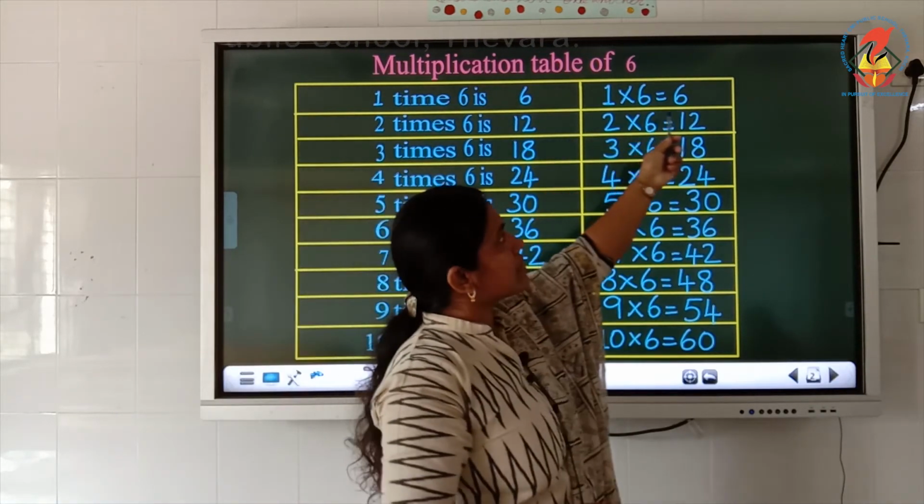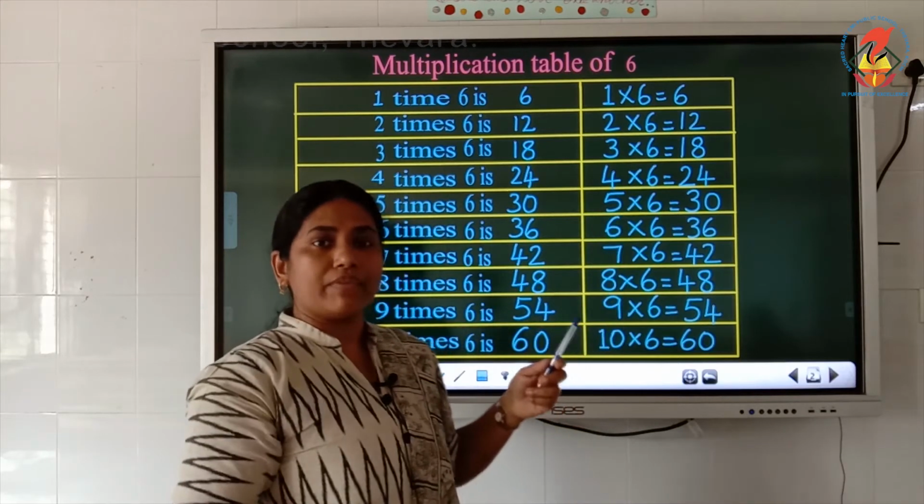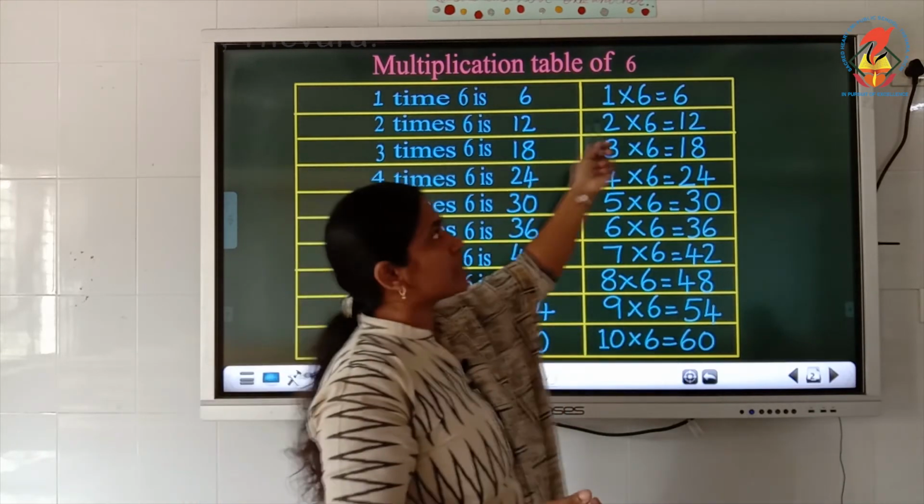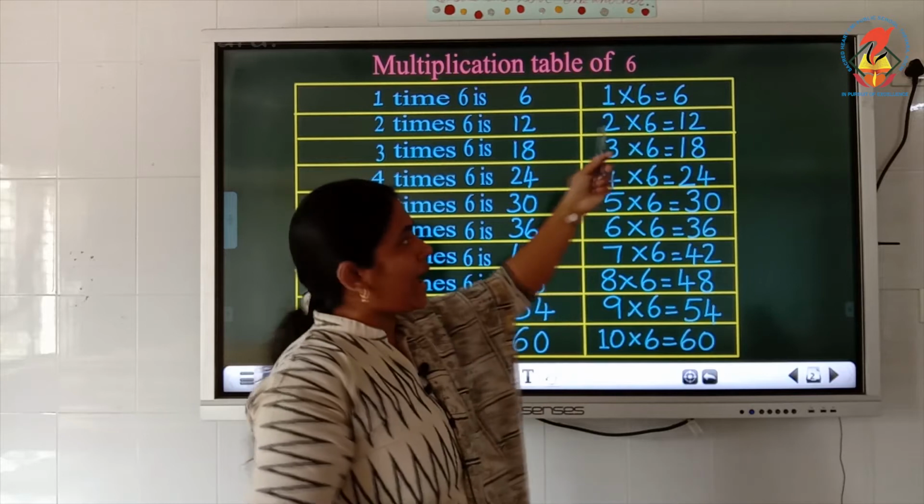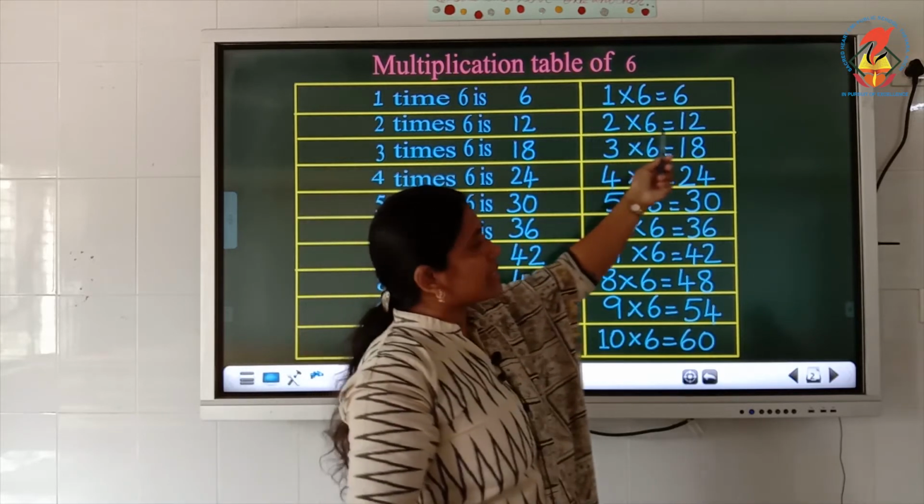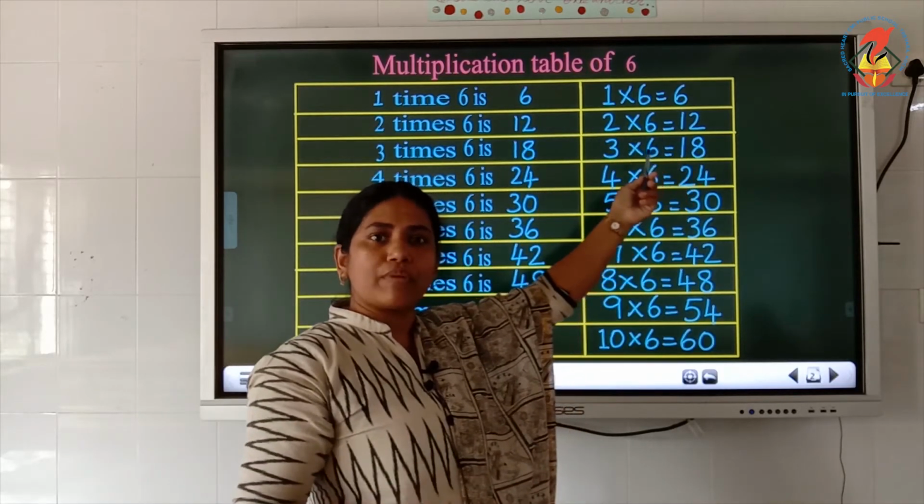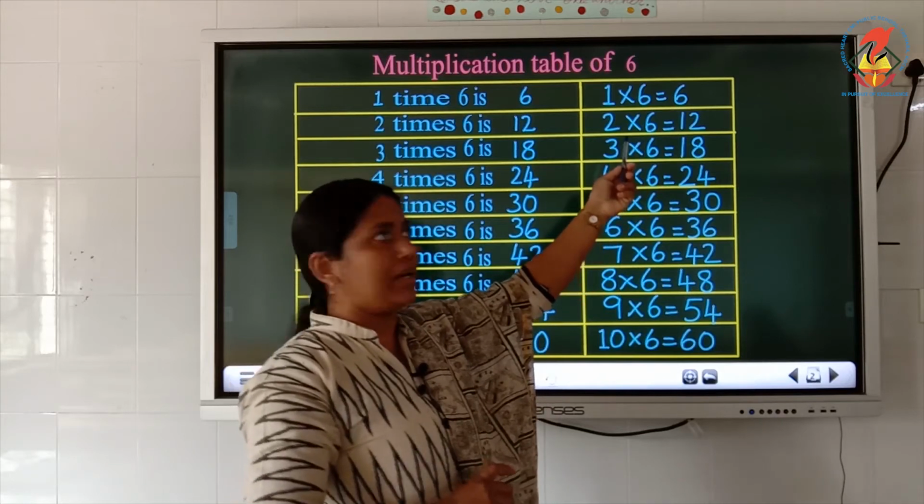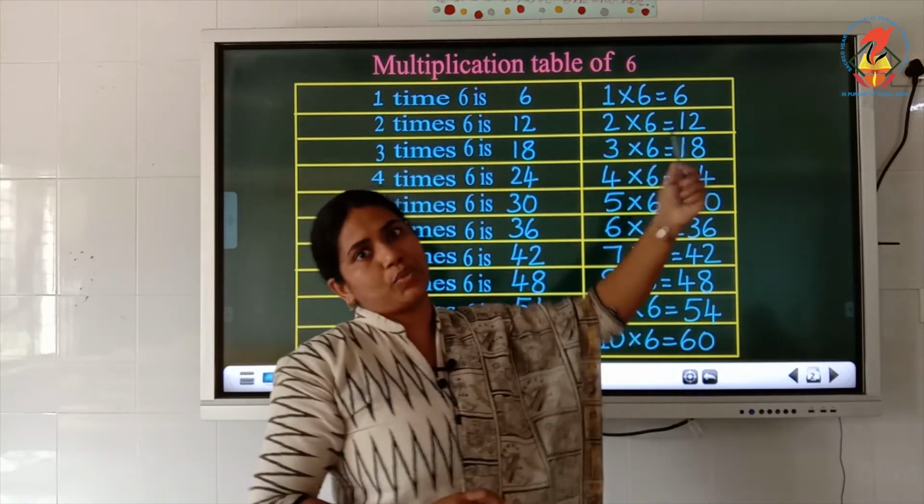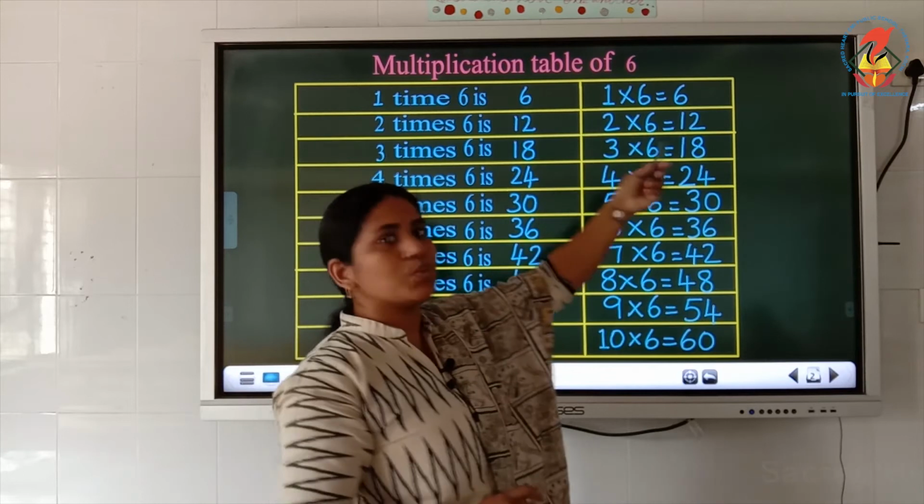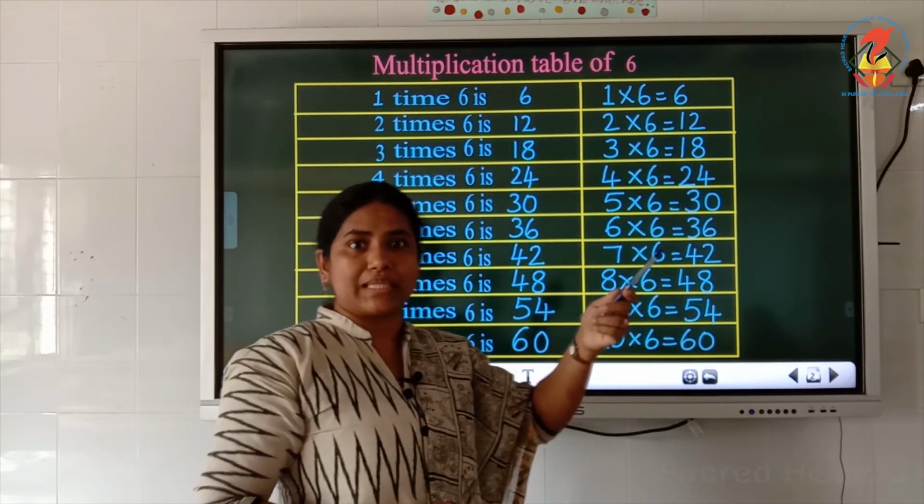Now children, while studying the multiplication table of 6, look at the first few answers. 1 times 6 is 6. That we already know from the ones table: 6 ones are 6. And 2 times 6 is 12. That also we know from the 2's table: 6 2's are 12. We studied it in the 2's table.